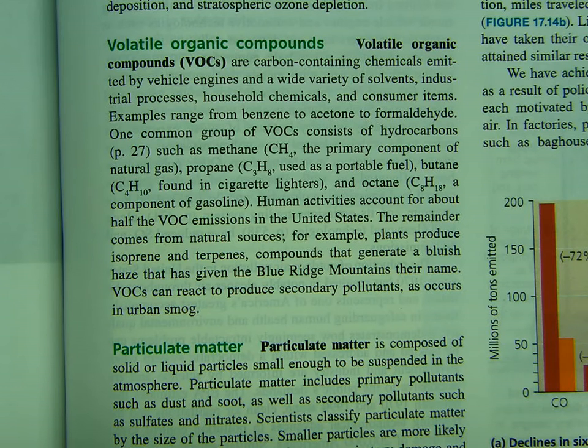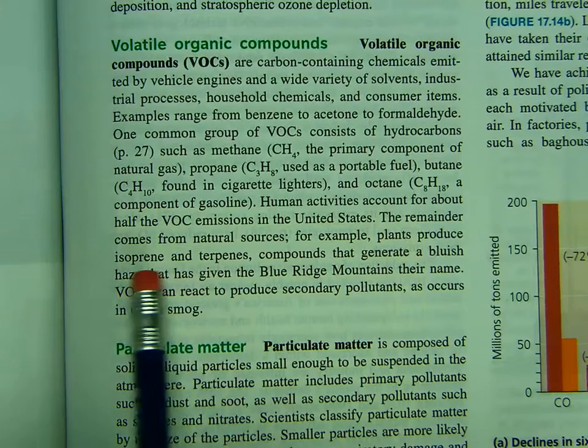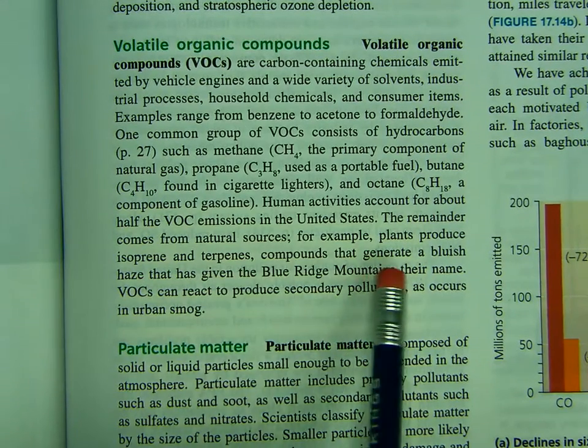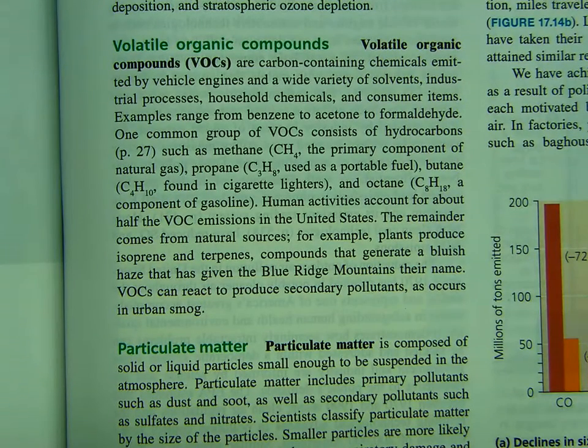Volatile organic compounds. Now this one, you can see at the very top, they're carbon-containing chemicals emitted by vehicle engines in a wide variety of solvents, industrial processes, household chemicals, and consumer items. So there's a whole bunch of these things. They leave it open-ended because they're worried about basically anything that can make that secondary pollutant. And like I talked about with the Blue Ridge Mountains right there, the remainder comes from natural sources. For example, plants produce isoprene and terpenes, compounds that generate a bluish haze that has given the Blue Ridge Mountains their name. That's what I was talking about earlier.